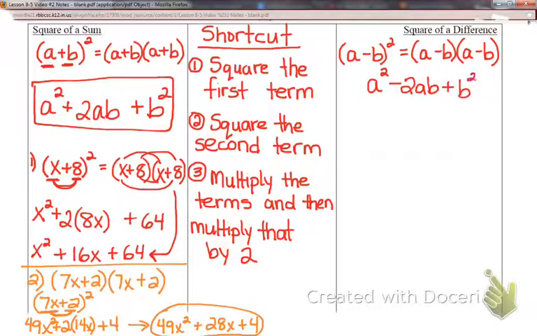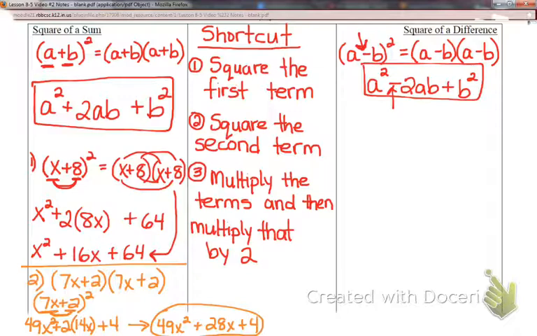And that's because if you were to FOIL it and you did your lasts, this is a negative times a negative, and that would turn into a positive, so that's why that's a plus. Okay, otherwise it's the exact same thing. You just have to remember that when it's the square of a difference and there's a minus sign in the problem up here, that this right here is a minus sign instead of a plus sign.